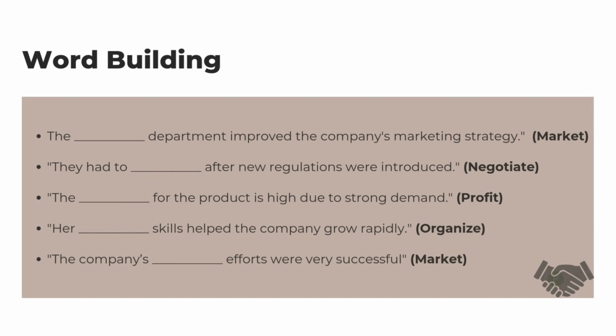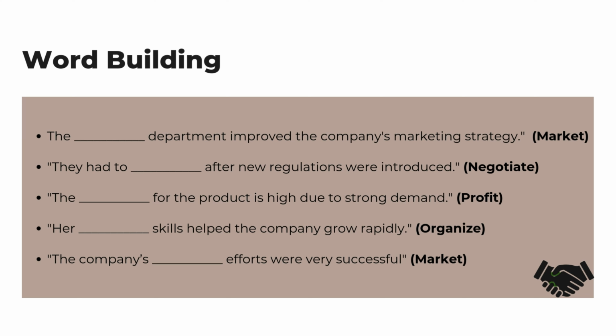So we have some base words in bold, and we have to create words from the same family to build them up. For example, the something department improved the company's marketing strategy. Your base word is market. How are we going to build this word? The marketing department. Very good. Let's go to the next one.